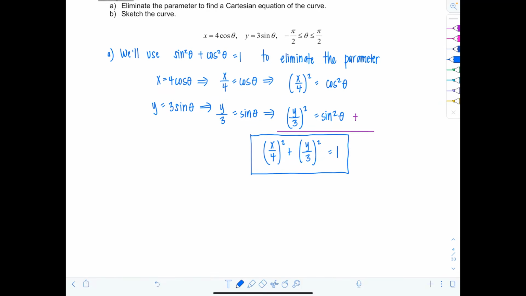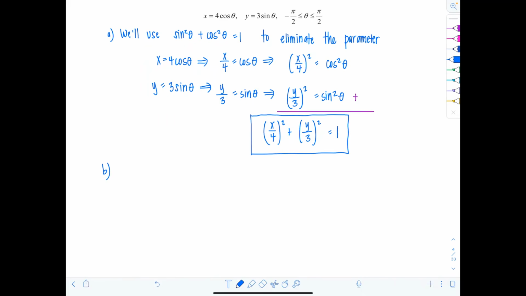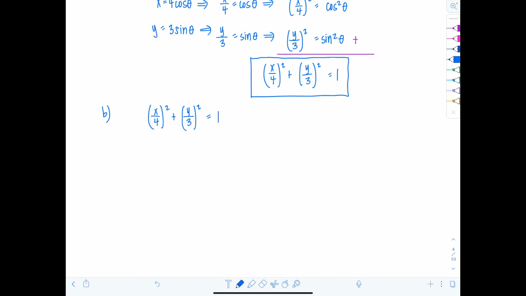Now, part B asks us to sketch the curve. Okay, no problem. Do you recognize this equation? Hopefully you do, because you've just reviewed your conic sections, or you will shortly, but you should have seen them in pre-calc at least a little bit. So this is the equation of an ellipse centered at the origin, right? So just centered at 0, 0.